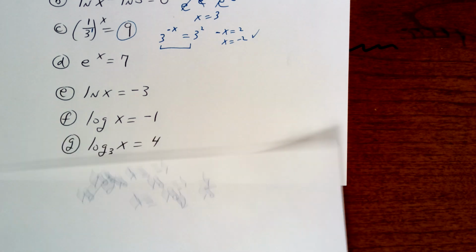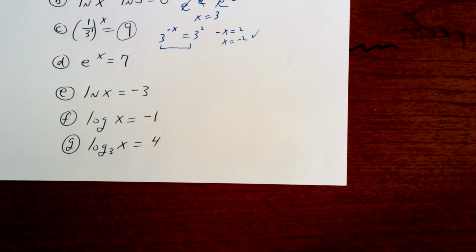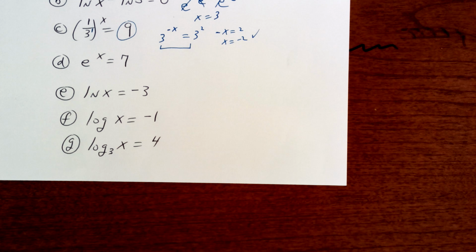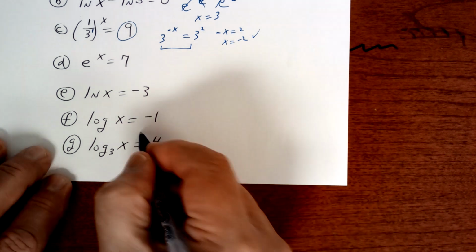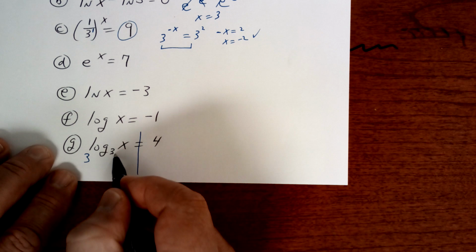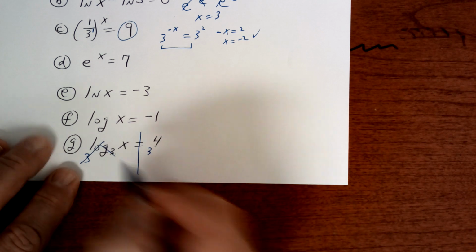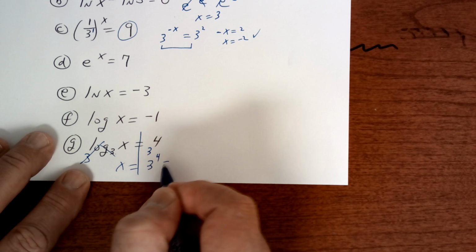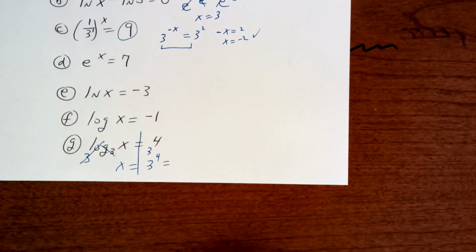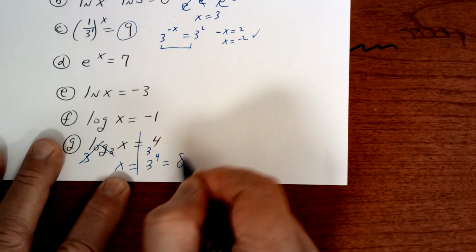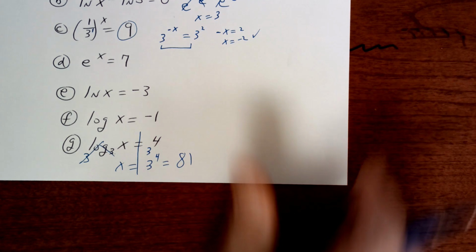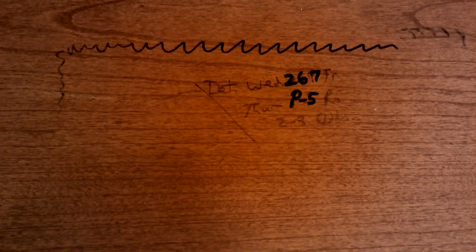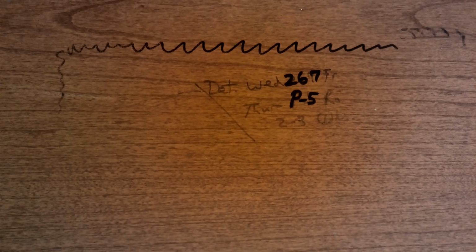And the last one is right here. So for this one right here, what I'm going to do is raise it exponentially since the base is 3, like that. This cancels. So I get x equals 3 to the 4th power, whatever that equals. And that should be 81. Okay? That's example 1. Let's go to example 2.